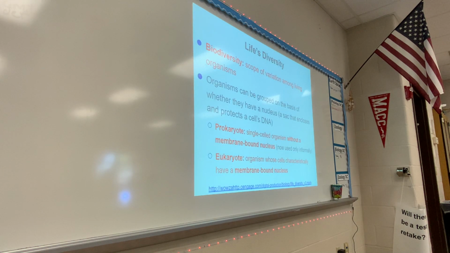Talking about biodiversity and how organisms get classified into groups. So first of all, biodiversity is really important. We can't really emphasize this enough. Having lots of different kinds of things is helpful for the environment.